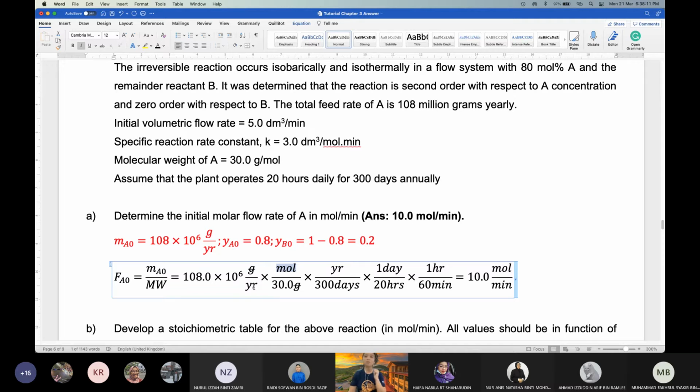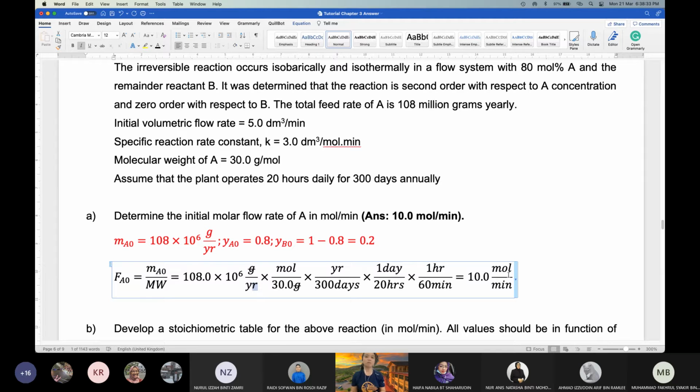So part mole tu dah betul. Dah dapat dah mole. Sebab saya punya ultimate answer must be in mole per minute kan. So mole tu kita dah dapat. Part mole tu dah okay. Tetapi the time is now not yet. Because my time now is in year. But my final answer must be in minute. So I must convert year to minute.